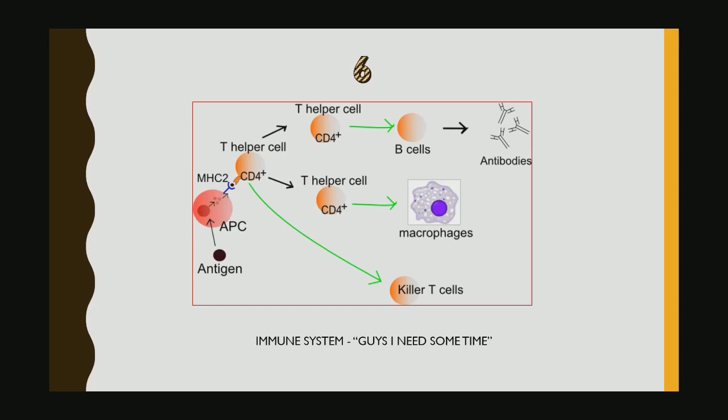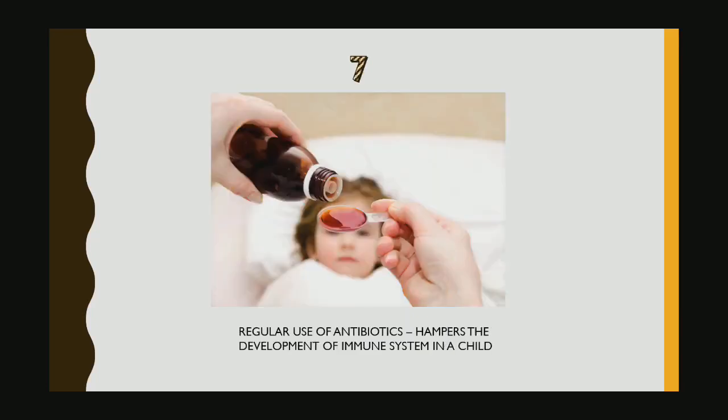Next thing, number 7. Regular use of antibiotics hampers the development of the immune system in a child. That is what I meant to say.